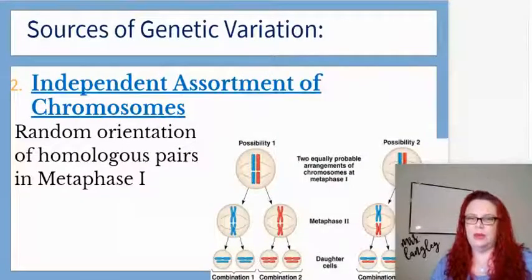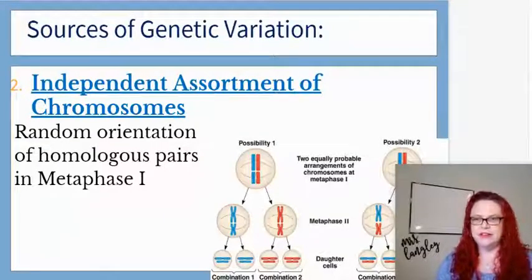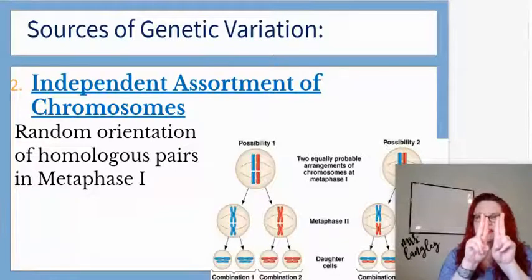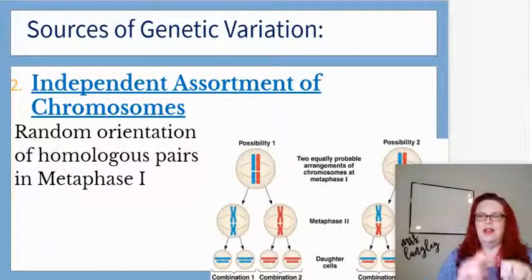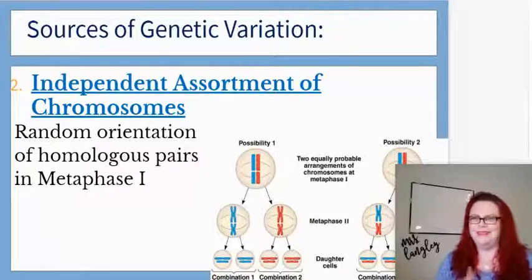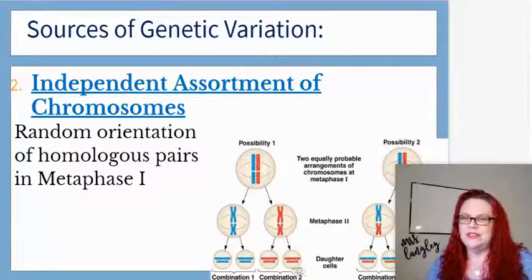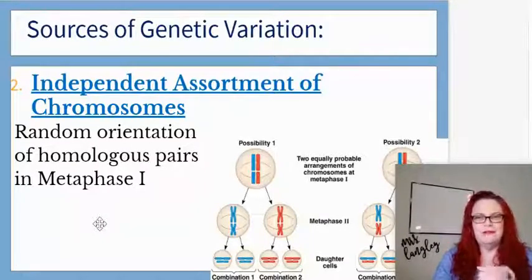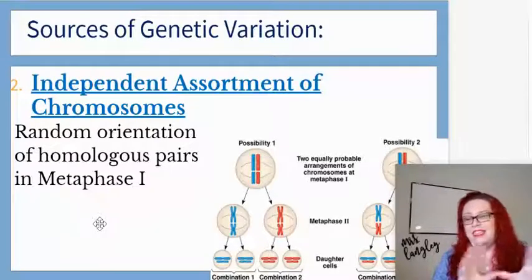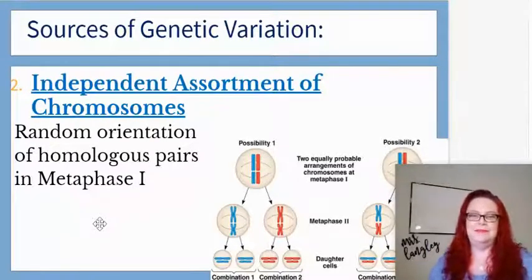Next, we have independent assortment. What this means is that during metaphase, when they line up in their pairs, so you have one from mom and one from dad, they're not all lined up the same. So it's not always mom, then dad. It could be mom, dad, dad, mom, dad, mom, or other ways of lining up, giving us different end combinations. How the pair lines up, whether it's mom or dad first, has nothing to do with any of the others. So they're independent.